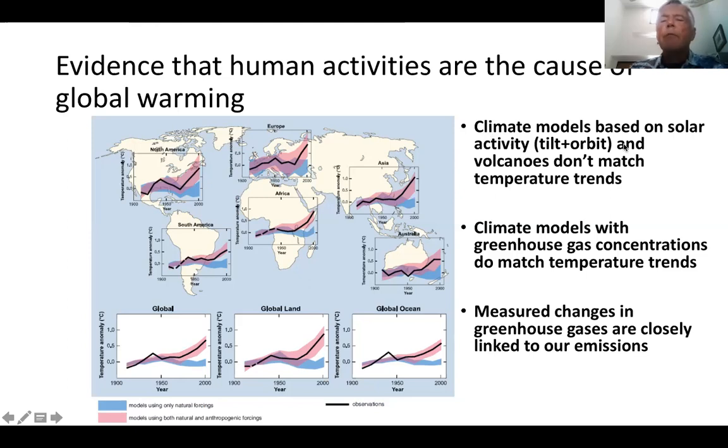So the climate models based on solar activity, volcanoes, and so on do not match. Those are the blue ones here. They do not match the observed trends.